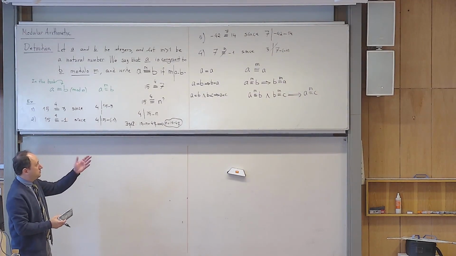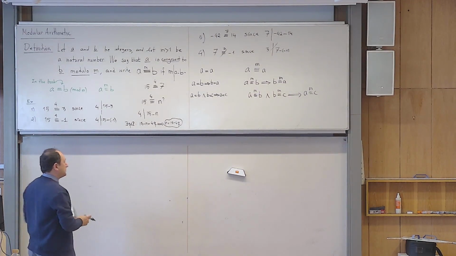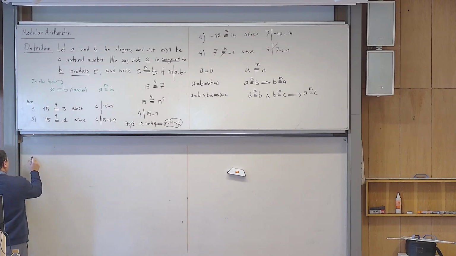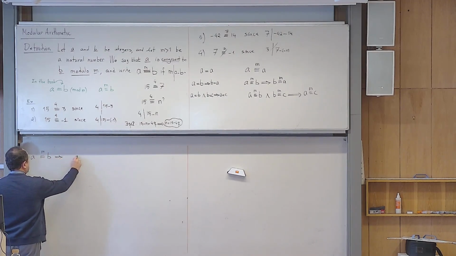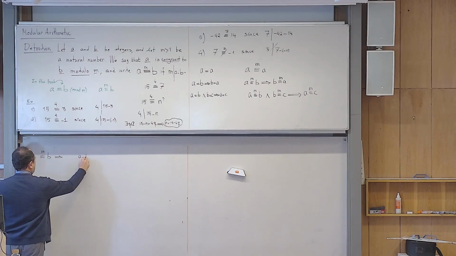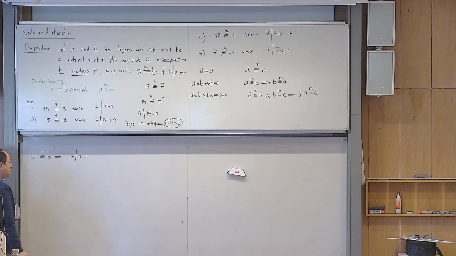This is in the book, the proof is in the book, so let us just do it for you. So you say that A is congruent to B modulo M. What is the meaning of this? The meaning of this is that the number on the left minus the number on the right is divisible by M. Yes? You also tell me that B is congruent to C modulo M.